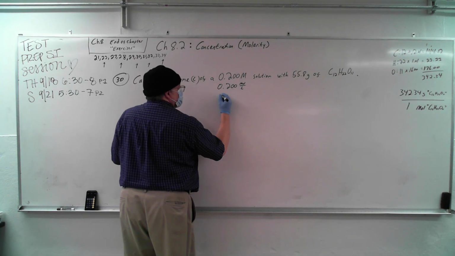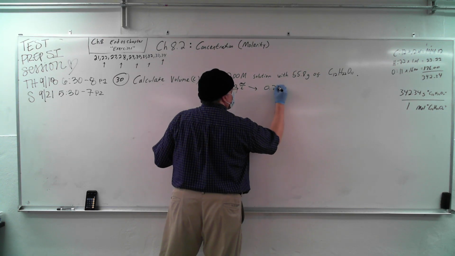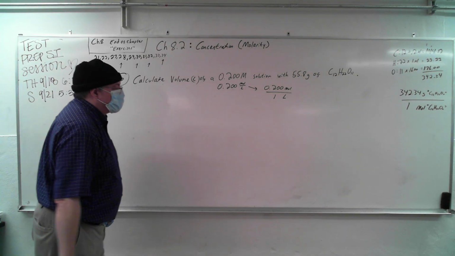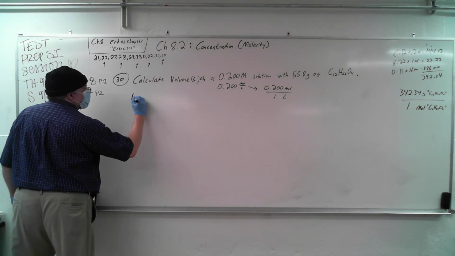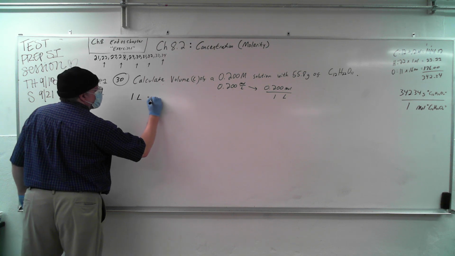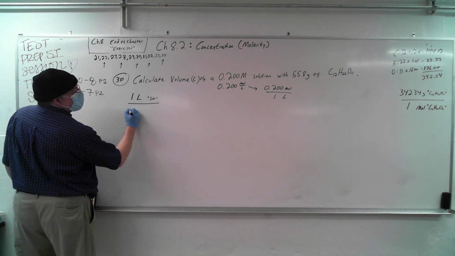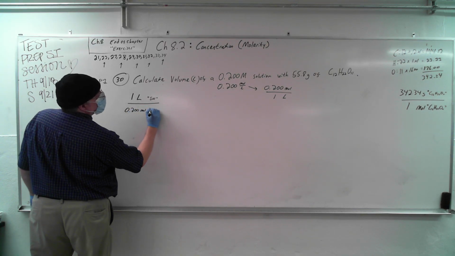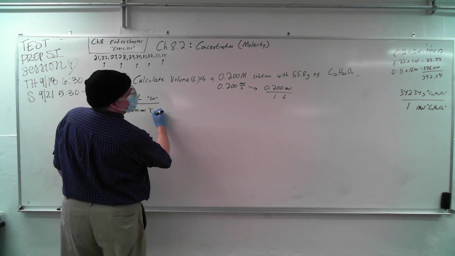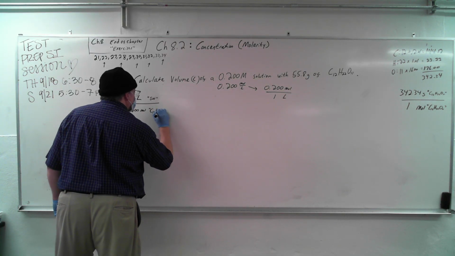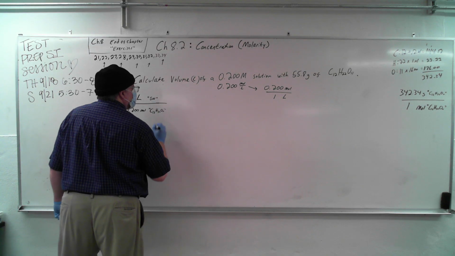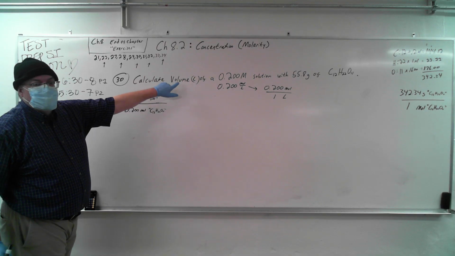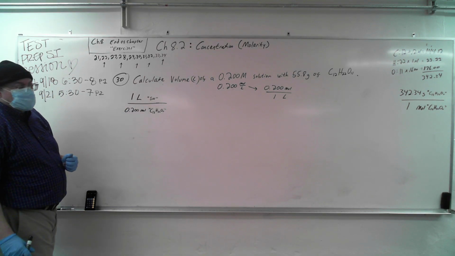But this means this, and you can also write it as 0.200 moles in 1 liter. Since I want everything to cancel out except for liters, I'll start with that: 1 liter of the solution, moles C12H22O11. So there, I've taken this and flipped it over to start so I can get liters on top. And now I'm just going to go about trying to get everything else to cancel.